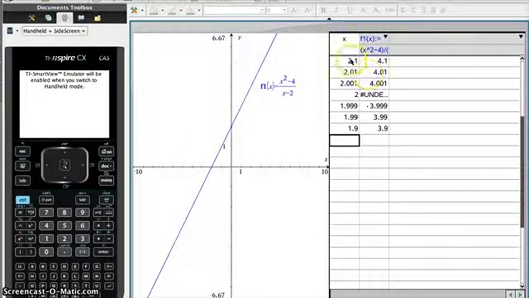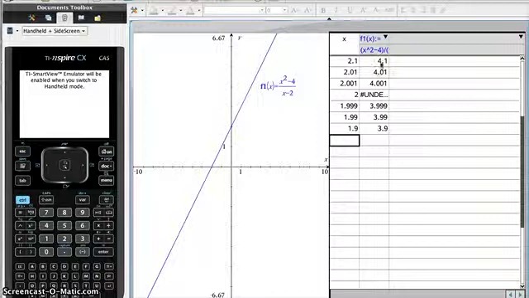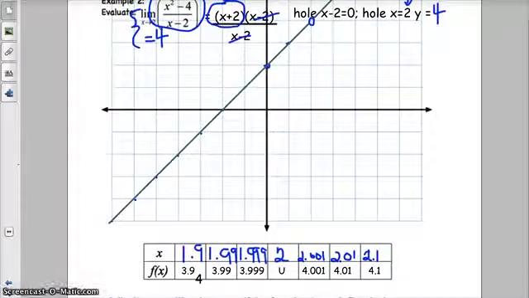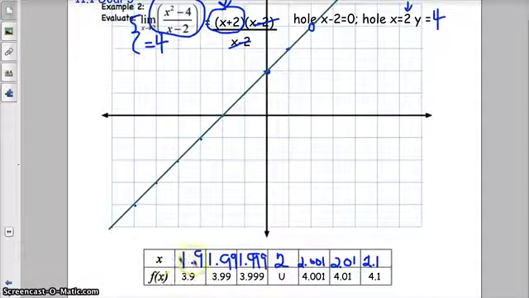Now let's look at our values. I see that as my x values get closer to 2 from the right, my y value is getting closer and closer to 4. As my x values get closer to 2 from the left, my y values are also getting closer and closer to 4. So pause the screencast and transfer these values to your table. Checking again from the left, as x gets closer to 2, it appears that y is getting closer and closer to 4.